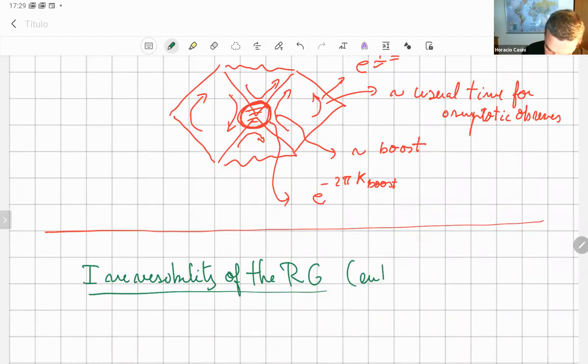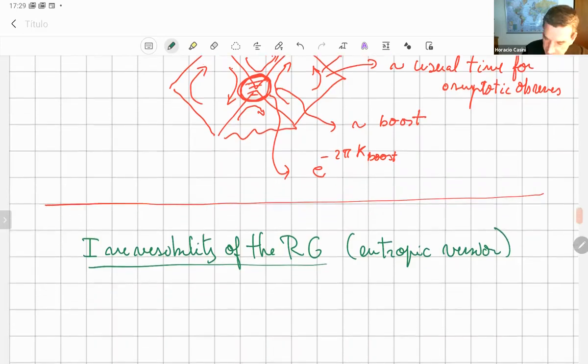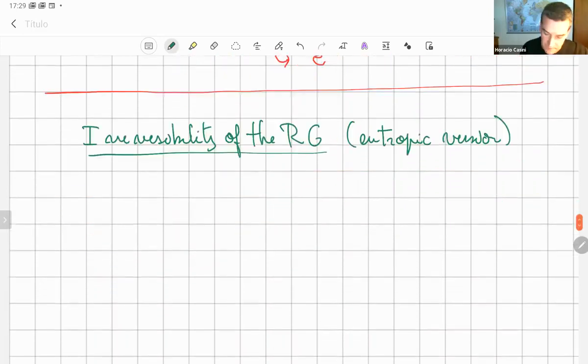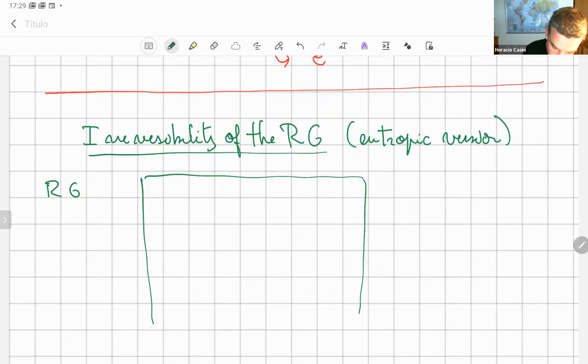With entanglement entropy, let us call it the entropic version. So let me first describe what is this irreversibility of the renormalization group. The renormalization group, we can think we have in this plane, this plane shows the coupling constants of some theory, the possible coupling constants.